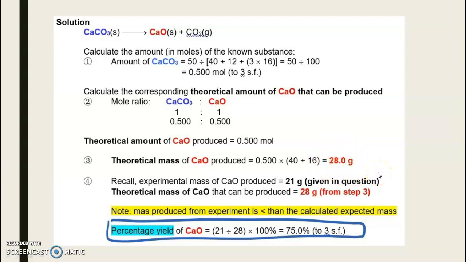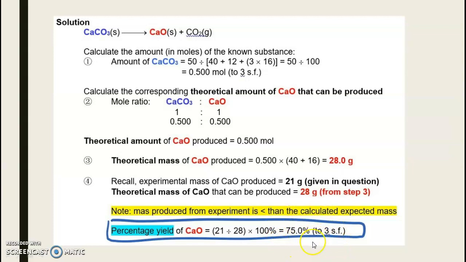Okay, so if you are really confused, actually steps 1, 2, and 3 are the same as stoichiometry. So nothing has been changed. But now there's an additional step. The additional step is that you need to find out the actual yield, which is 21 grams, given in the question. And since you found out that the theoretical yield is 28 grams, you need to use 21 divided by 28 times 100% and make sure that you leave the answer in 3SF.